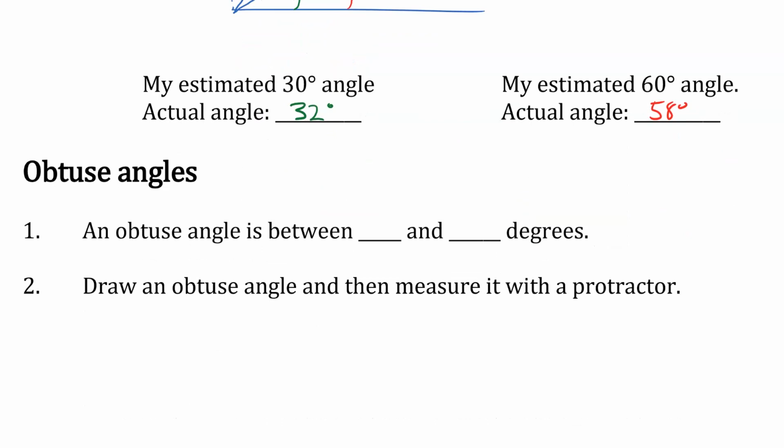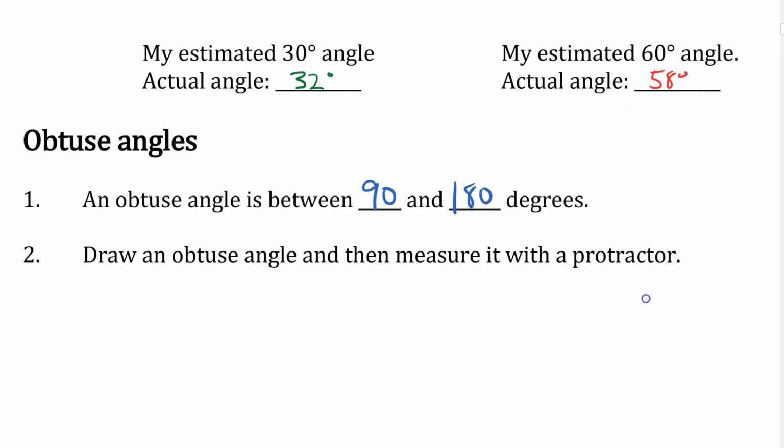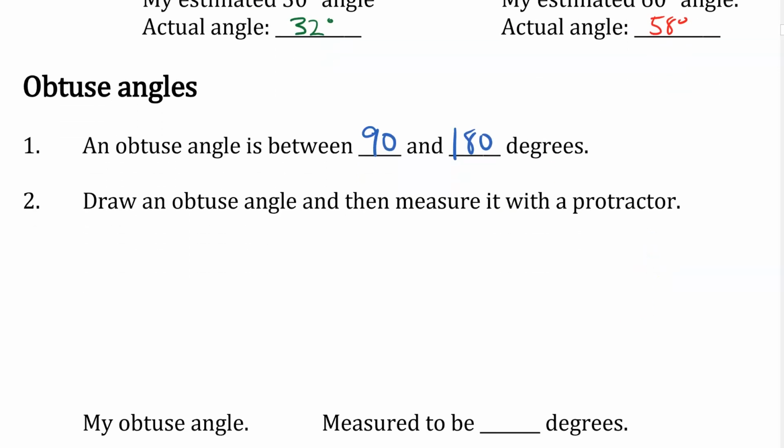Okay, moving on to obtuse angles. Obtuse angles are bigger than acute angles. They're more than 90 degrees, but they're less than 180 degrees. So it says draw an obtuse angle and then measure it with the protractor. So I'm just going to draw an obtuse angle. And again, just as a reference, I'm going to draw that 90 degrees, so I have to go larger than that. 180 degrees would be a straight line. So I have to draw the second one that ends somewhere in between there.